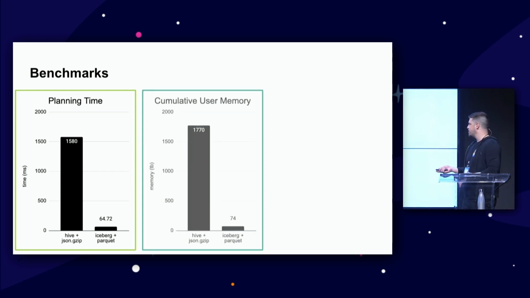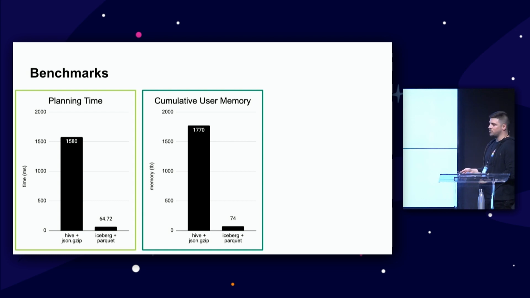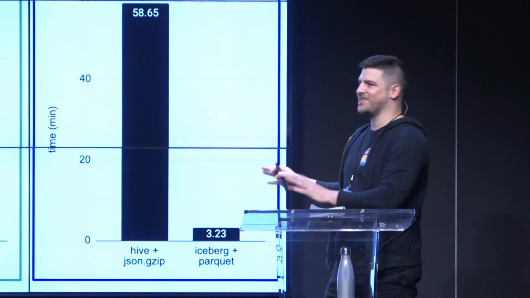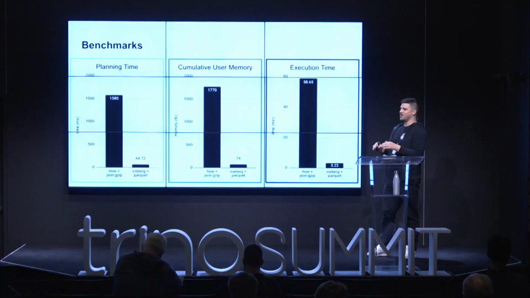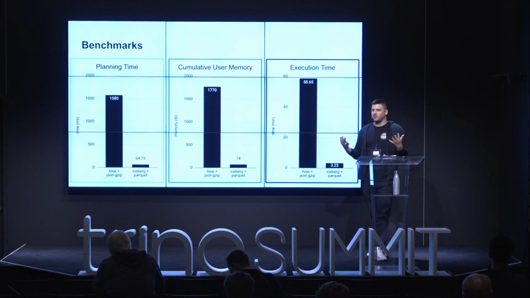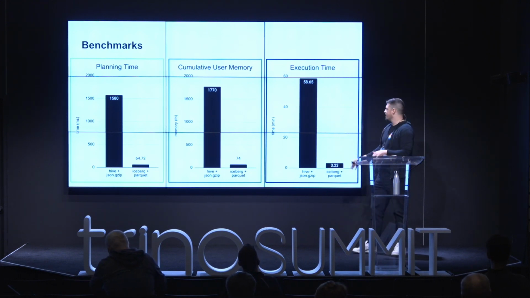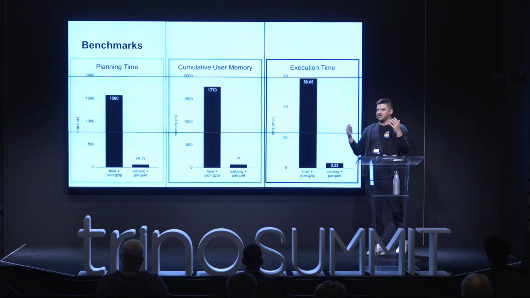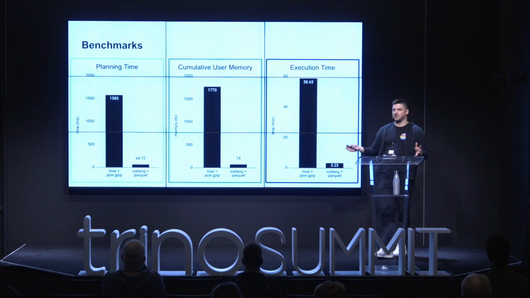In planning time, again, we get a similar type of speed up, in cumulative user memory, and in execution time. So this goes from taking an hour to taking 3 minutes. I just want to let that sink in. If you're a data scientist, they love Iceberg, right? I'm sure engineers here know what being in flow state is like. Imagine submitting a query and having to wait an hour for it to come versus 3 minutes. You can stay in that flow state. Let's say it errors. You don't have to wait an hour for it to error.